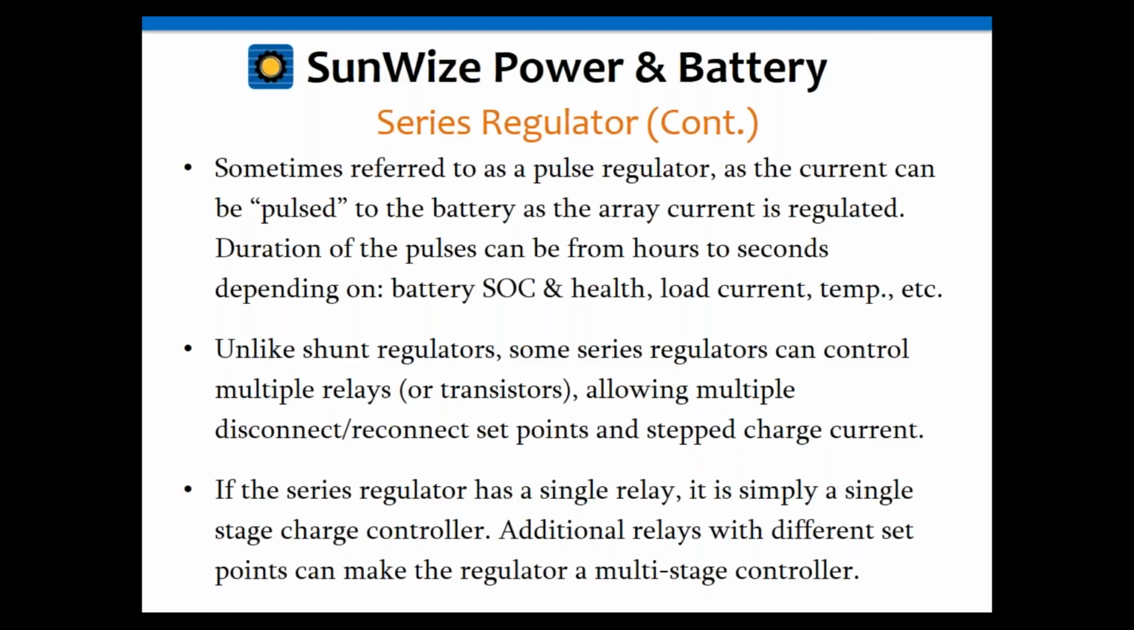Because of the series regulator, you can put multiple relays in parallel, and you can stagger or step them, depending upon the logic being used, so that you can disconnect those relays and reconnect them at various voltages, allowing you to taper, or more like step, because you have various levels of current that you can drop to the battery. The number of steps you have depends upon the number of relays you have. So if you have 2 relays, you can do 2 steps. You have 3 relays, you can do 3 steps, or 3 stages.